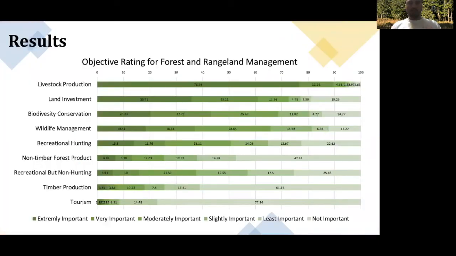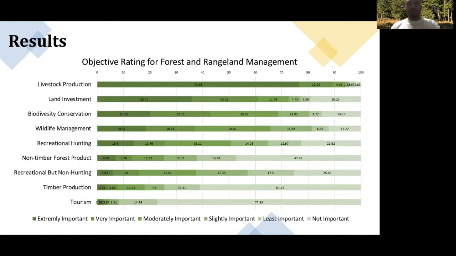Coming to objective one, about the land management objectives. Respondents were provided with several objectives of land and forest management based on research and literature review and were asked to rate which objectives are extremely important to not important to them.